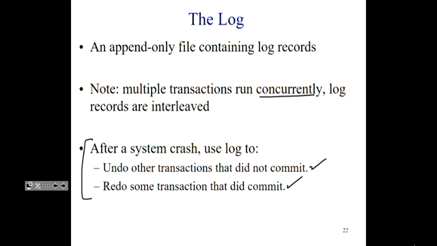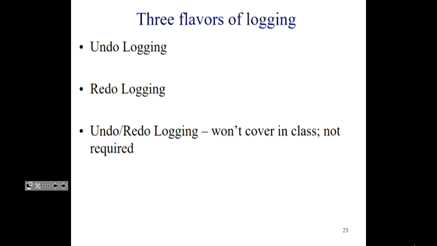Right? You don't want a transaction that has partially updated some value, its changes to be reflected on disk. So you want to undo the effects of those transactions. For the transaction that did commit but some of its changes are not reflected, you want to redo its changes. So I'll explain what I mean by that.